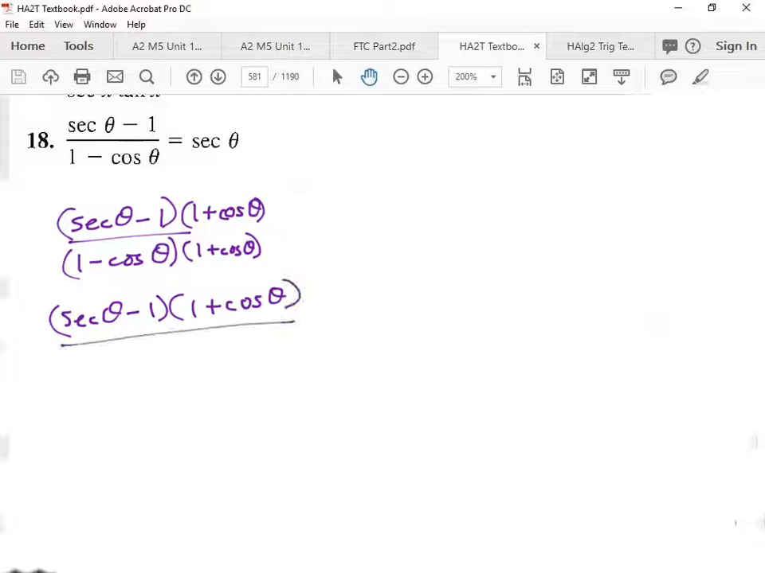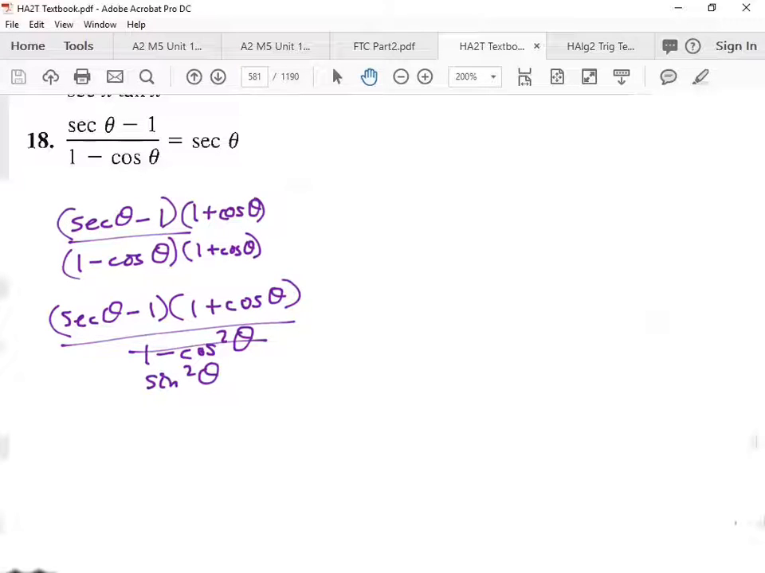When I multiply the bottom out, I get 1 minus cosine squared theta. Do you know what 1 minus cosine squared theta equals? That equals sine squared theta.